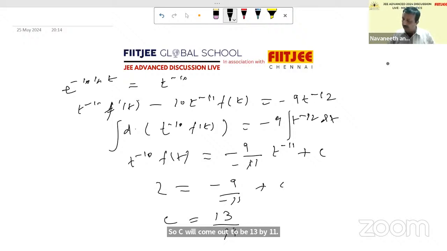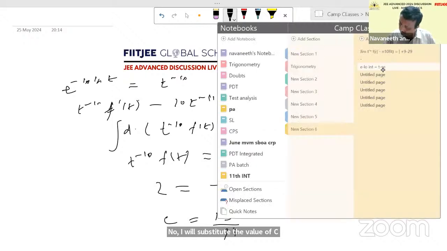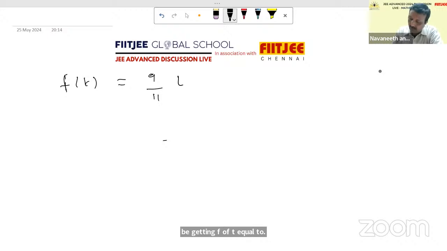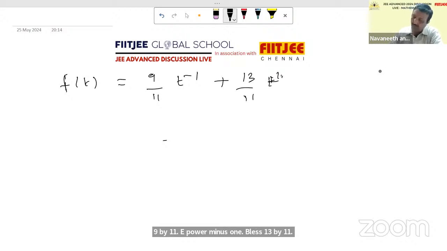Now I will substitute the value of c there. By substituting the value of c equal to 13 by 11, I will be getting f of t equal to 9 by 11 t power minus 1 plus 13 by 11 t power 10. So this is the function we got.